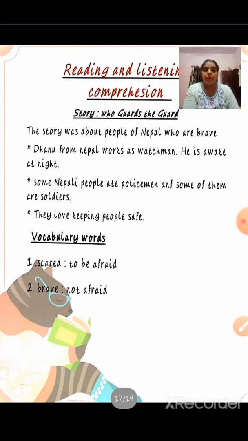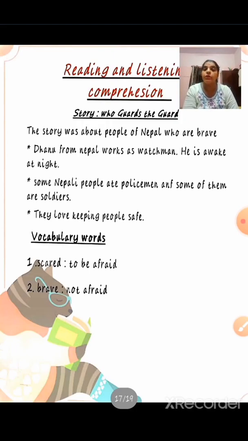So after reading a chapter we think about the story, that what does the story tell about. So the story is about people of Nepal who are brave. How can I say this, that people of Nepal are brave? So here in the story we read many points on this.